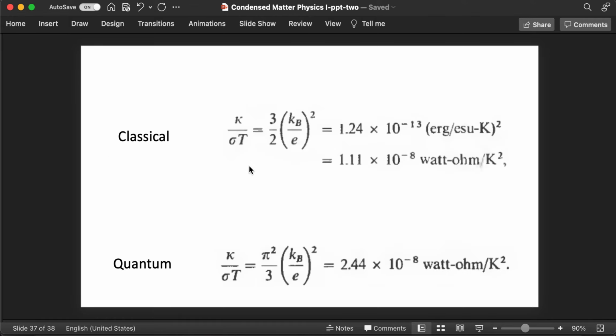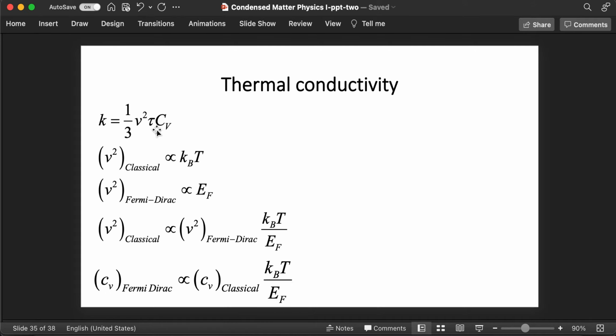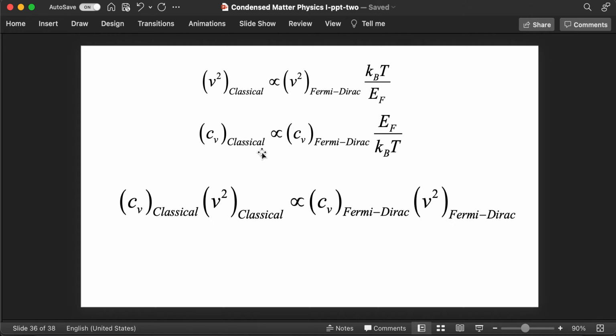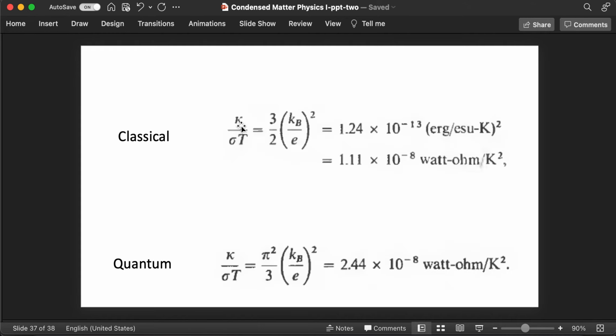And as we saw in the expression for the Wiedemann-Franz law, it is basically the ratio of the thermal conductivity to the electrical conductivity, and it says that it's proportional to the temperature. So if I take K by sigma, then the relaxation time, which is the only factor that differentiates classical physics and quantum physics, drops out. If I take K by sigma, the tau goes away. So K by sigma T classical expression is this, and the quantum expression for K by sigma T is this. Aside from the numerical factors, the kB by e whole square term is reproduced exactly.